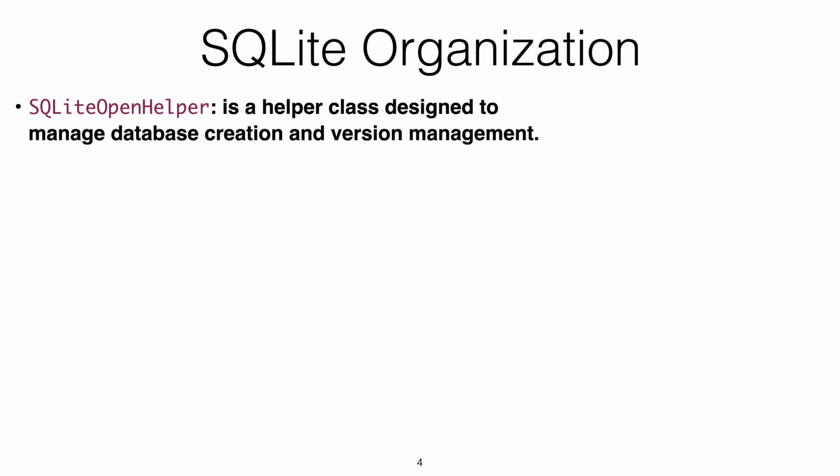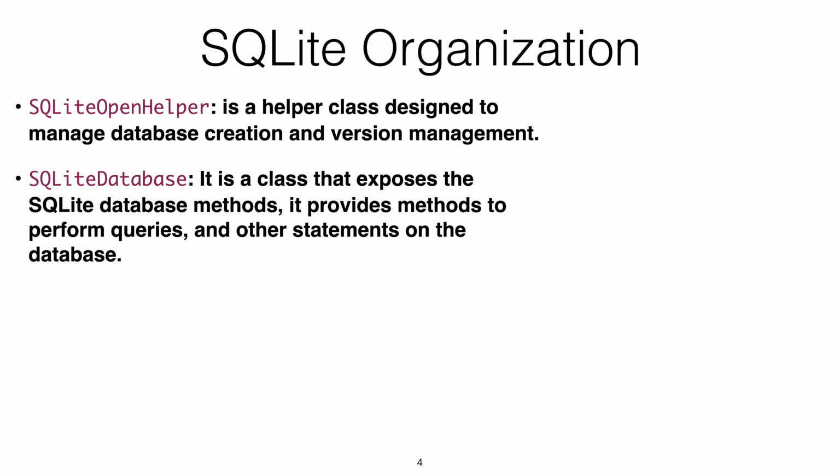Now, the organization is that there is an opener. SQLite opener is a helper class designed to manage the database creation and version management. So when you create the database, when you upgrade the database, or when the database is opened, and you want to trigger specific actions, this is where you should do it. SQLite opener is a class that we have to extend to dictate what implementations we would like to have for the different events that occur when the database is opened. We'll look at it in a lot of detail.